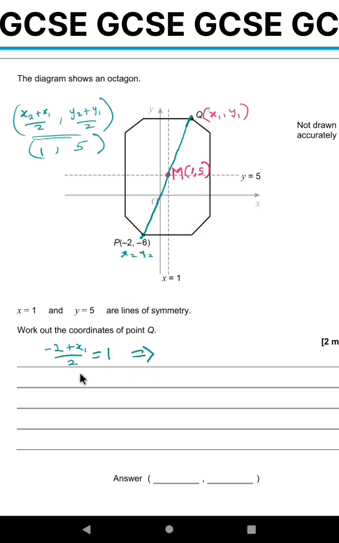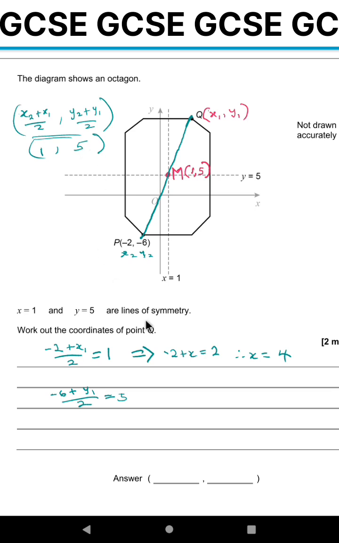So the implication to that is if I cross multiply, I'm going to have this, and therefore my x will be equal to 4. Now let's come to this y2, y1 over 2. My y2 is minus 6 plus my y1 divided by 2. That should give me the midpoint, which is 5.